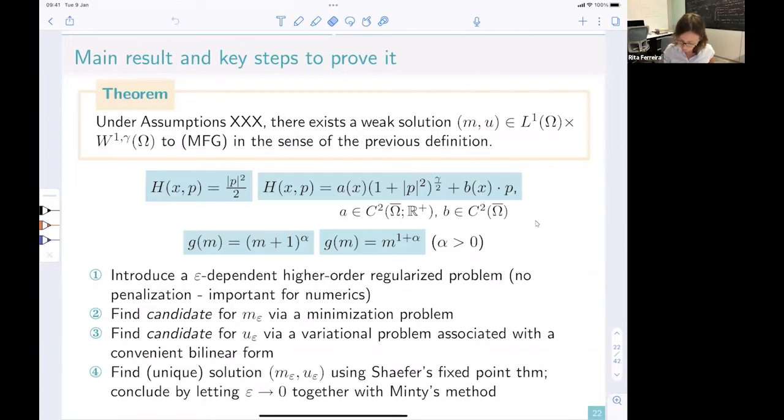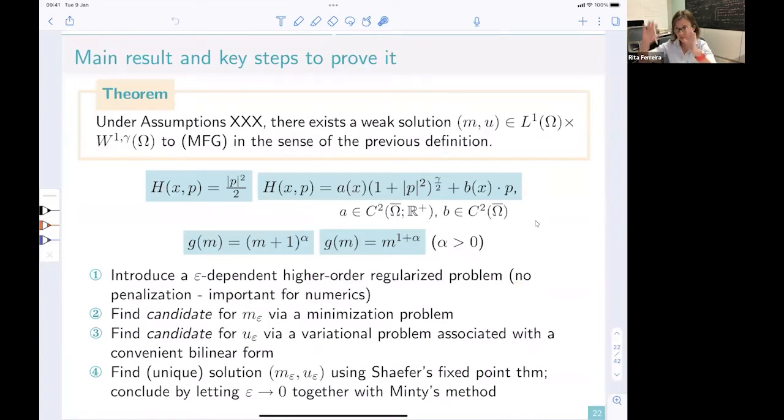So we start by introducing an epsilon-dependent higher order regularization. So we start from a mean field game, and we add a penalization, which is a higher order regularization, to the problem. Just to explain why no penalization: as I said before, the arguments we used in this paper for the Dirichlet boundary conditions are different. The methodology is quite different from the one for the stationary case with periodic boundary conditions with Diogo, in which we used a certain penalization. Here, no penalization, and this is important from the numerical point of view.